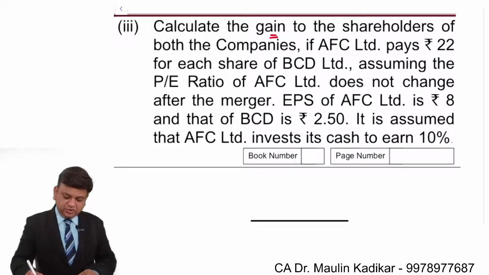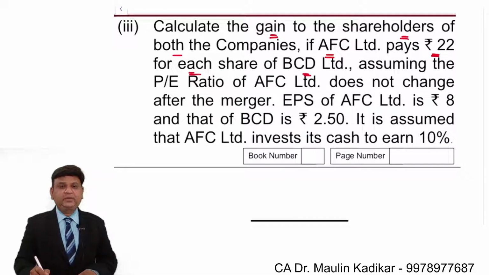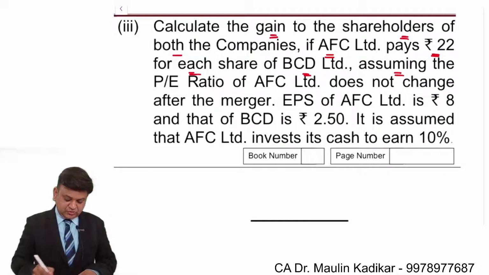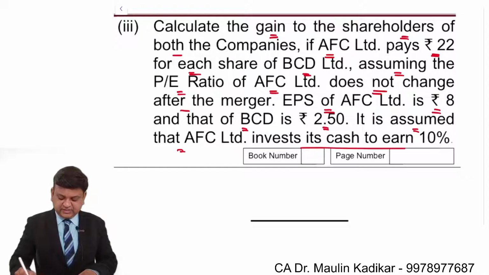Calculate the gain to the shareholders of both the companies if AFC Limited pays 22 rupees for each share of BCD Limited. It means that the consideration is in the form of cash. Assume that the price earning ratio of AFC Limited does not change after the merger. EPS of AFC Limited is 8 and BCD Limited is 2.5. It is assumed that AFC Limited invests its cash to earn at the rate of 10%.